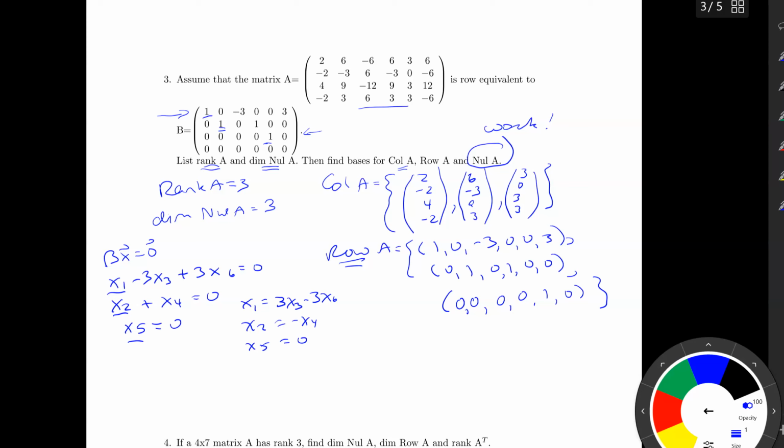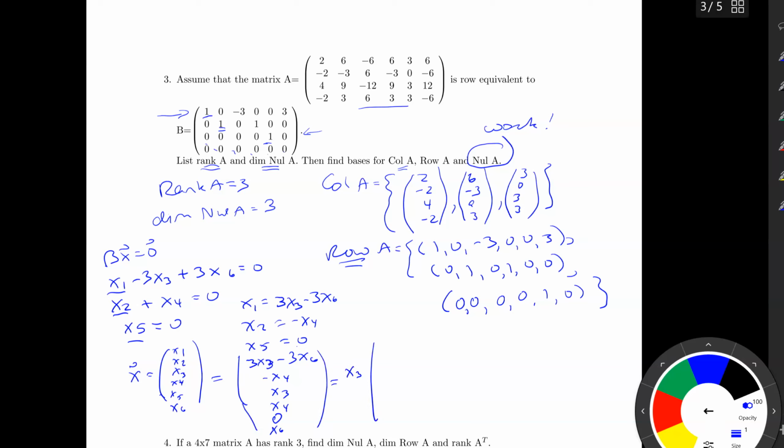Okay. So remember, I'm always encouraging you to just take the time to write this. 4, 5, oops, 6, right? There's 6. 1, 2, 3, 4, 5, 6. So I got 6 variables. So for x sub 1, I'm going to put in 3x sub 3 minus 3x sub 6. x sub 2 is negative x sub 4. x sub 3 is itself. x sub 4 is itself. x sub 5 is 0. And x sub 6 is itself. And that could be an easy one to miss, right?